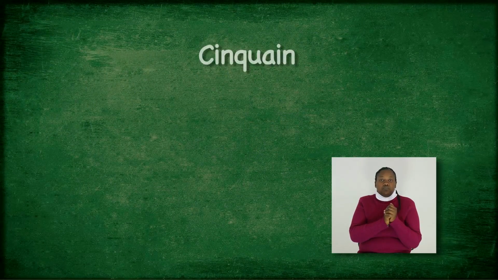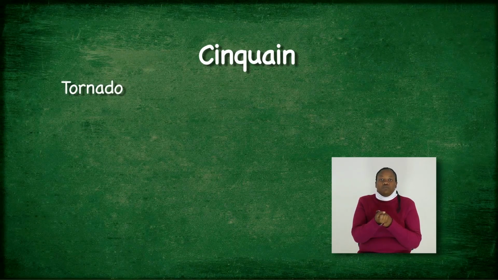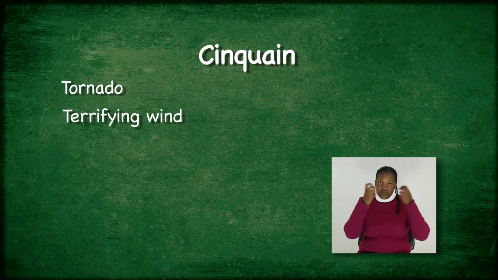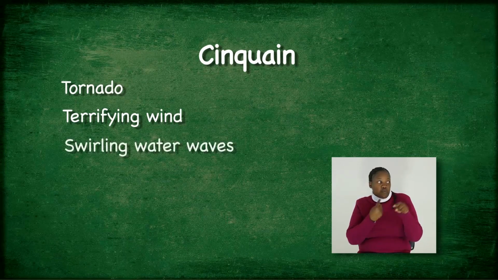Let's say you have a theme like a tornado. Now in the first line, you only have one word, the theme word, which is tornado. The second line consists of 2 words describing the theme. The tornado is a terrifying wind. In the third line, you have 3 words that in another way describe what it does. For example, swirling water waves.